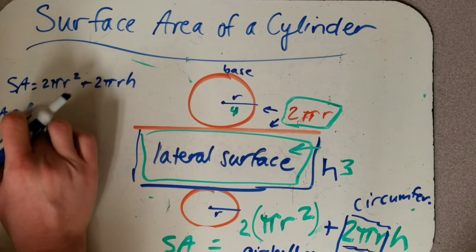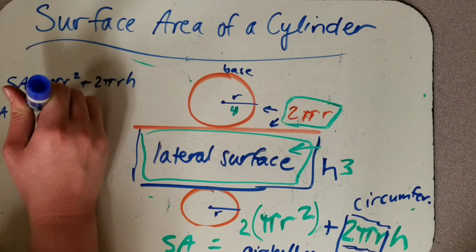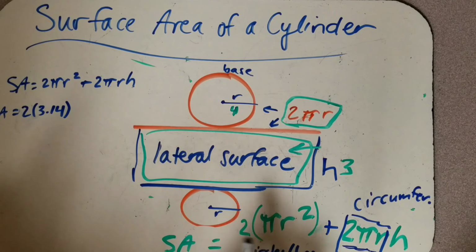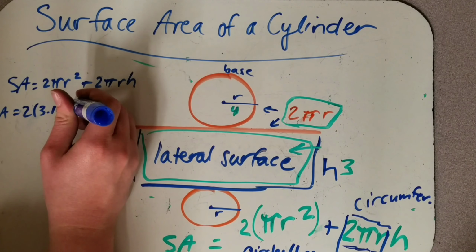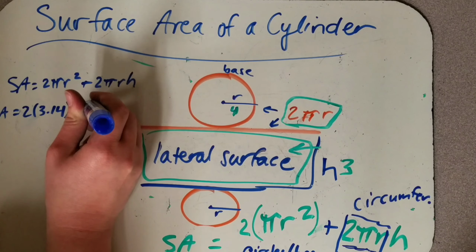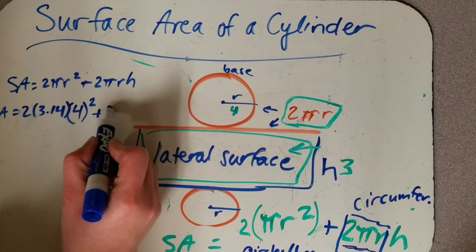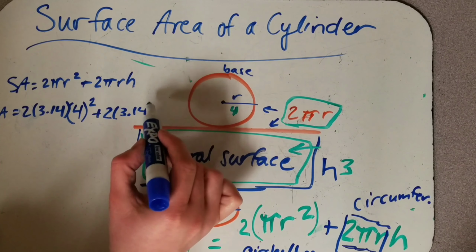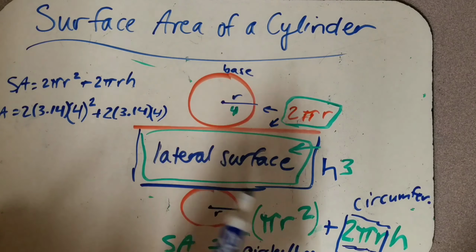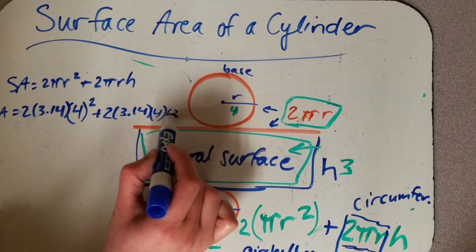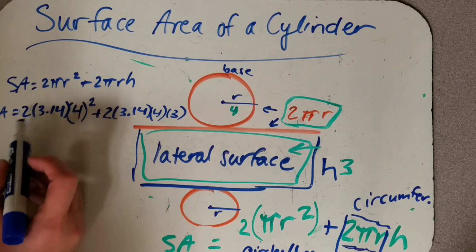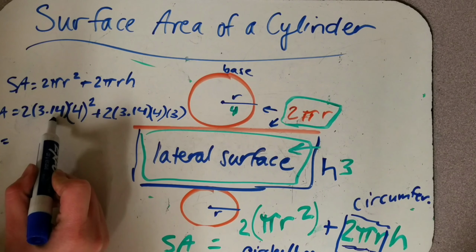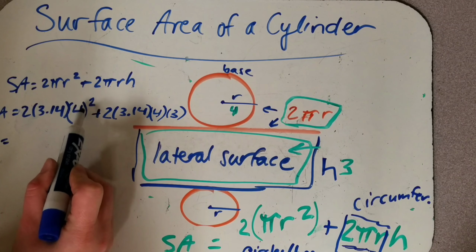2 stays the same. Pi, we can replace pi with 3.14. And we know our radius for both of the bases because it's the same, right? The radius is 4. And we have to square that, right? Plus 2 times 3.14 for pi times the radius, which is 4, times the height, which is 3. Okay, so let's start with this side first. We have to take 2 times 3.14 times 4 squared.